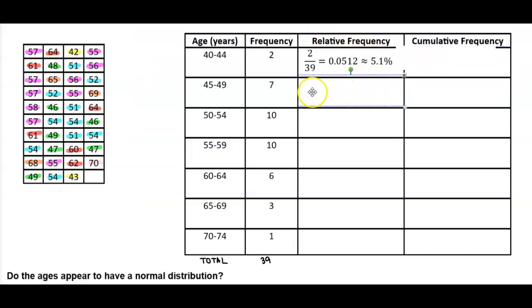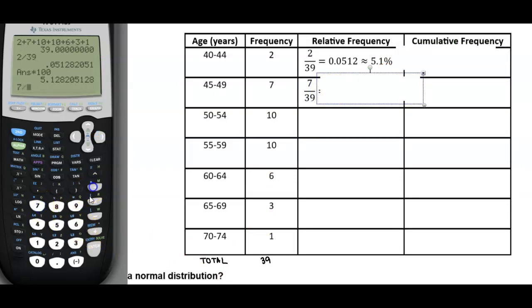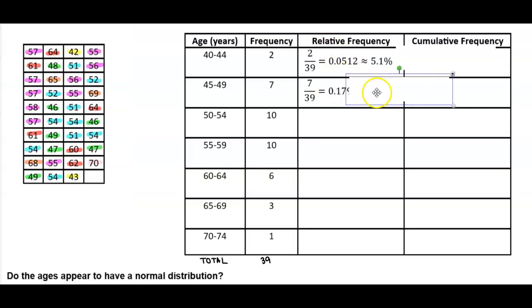Okay, next, we have 7. So we're going to take 7 and divide that by 39. 7 divided by 39 gives us 0.17948. We're going to multiply that by 100. Then that's going to give us 17.9% because we're rounding it to one decimal place. So multiplying that by 100% is now going to give us 17.9%.